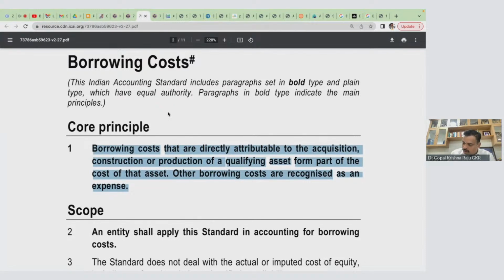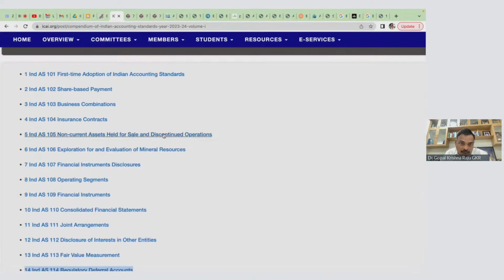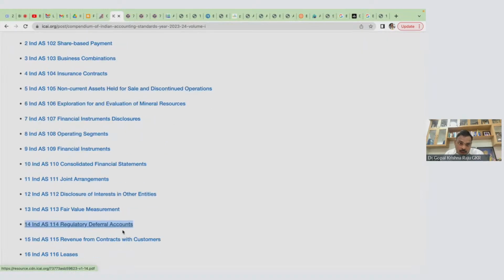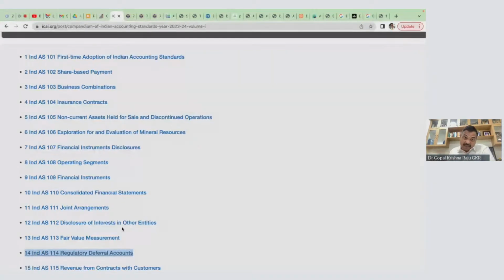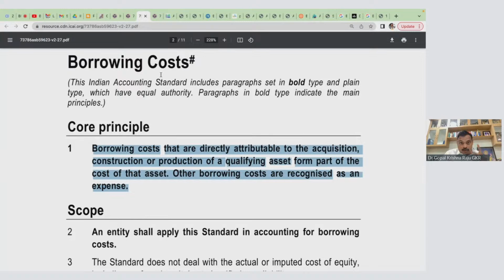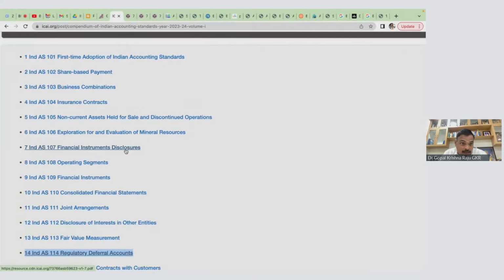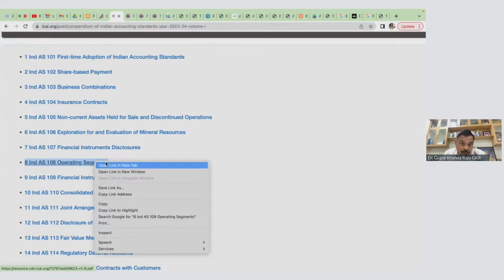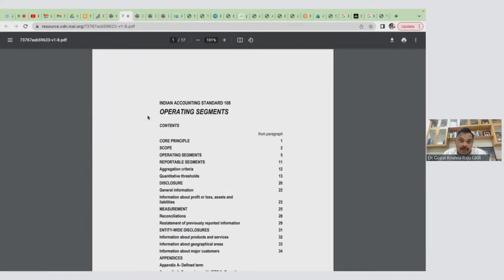And also discontinued operations, that is 105. So 105, 114, and 33. The connect between all these three is your earnings per share. Now coming to borrowing cost. Yesterday we discussed 108 operating segment. This 108 also has a core principle.